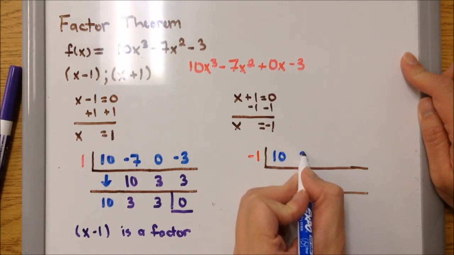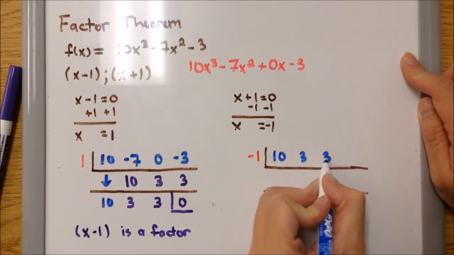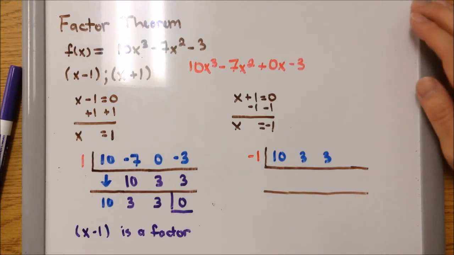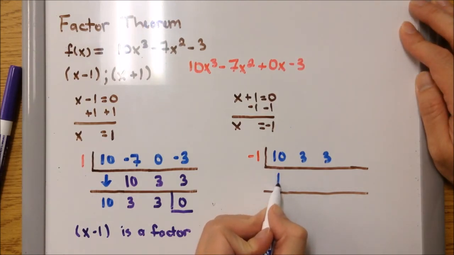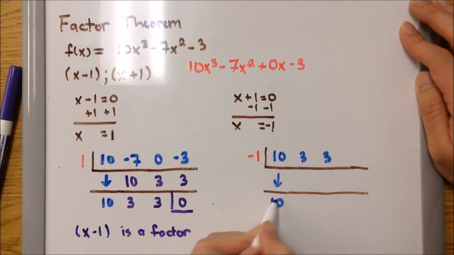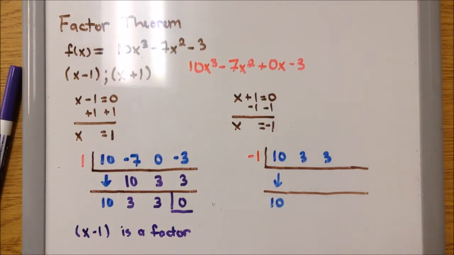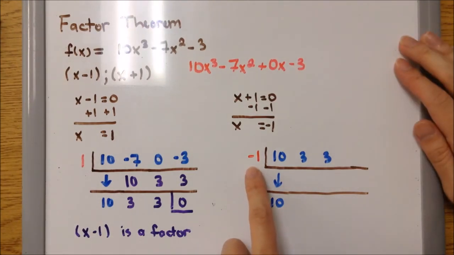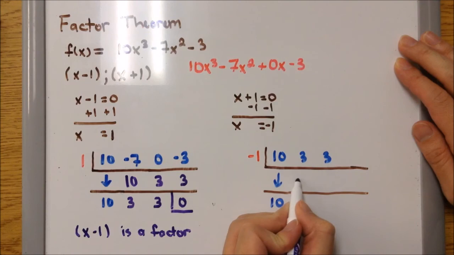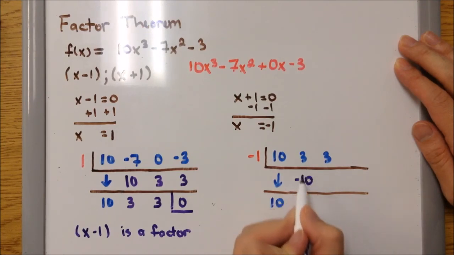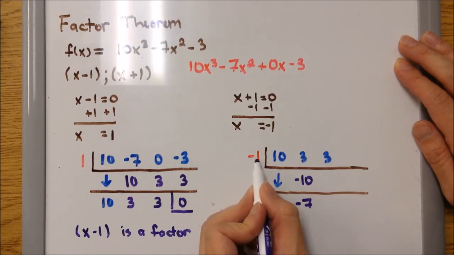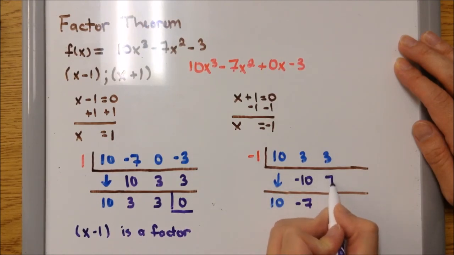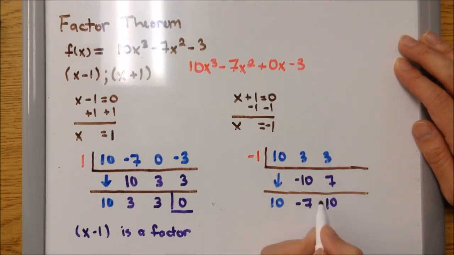10, 3, and 3. And of course, first number, bring it down. So 10. Alright, so negative 1. Negative 1 times 10, that's negative 10. So 3 minus 10, that's negative 7. And then negative 1 times negative 7, that's just a positive 7. So 3 plus 7, that's a 10. That's our last number.